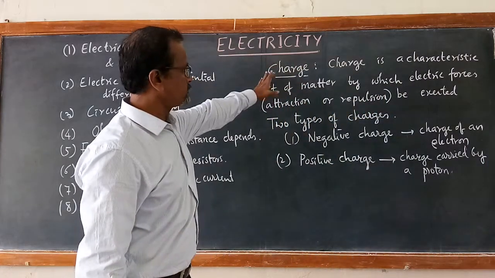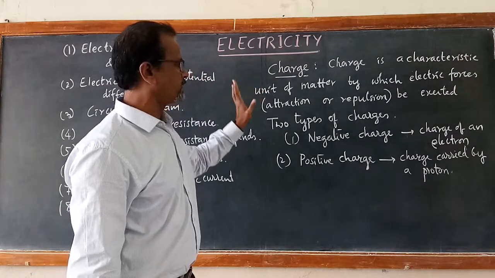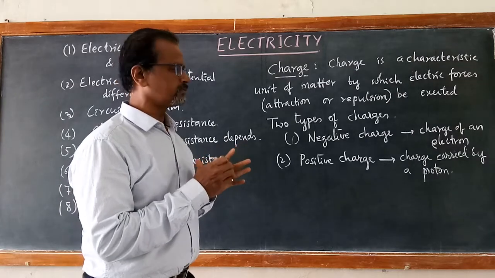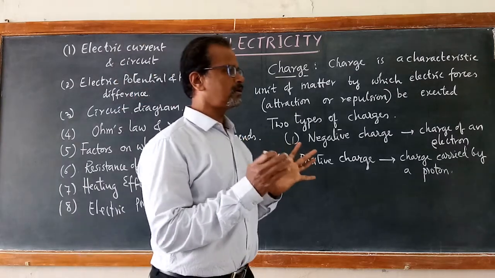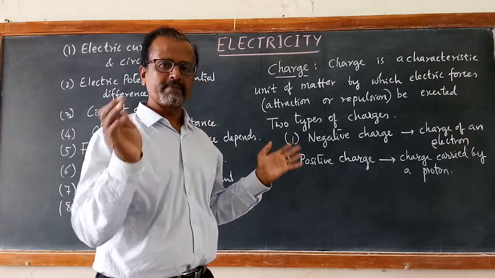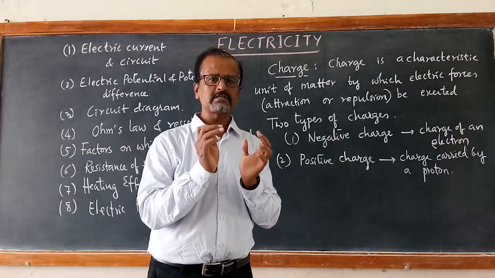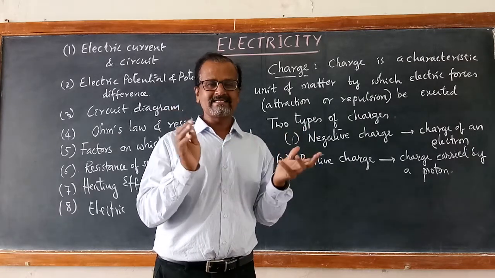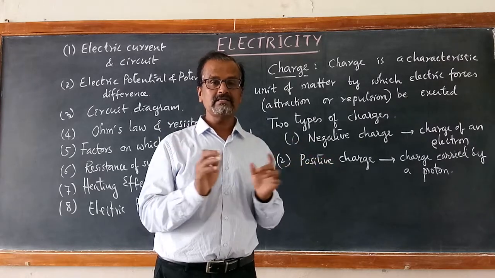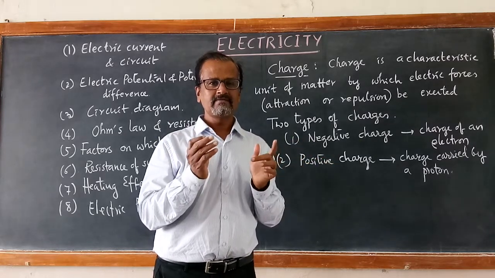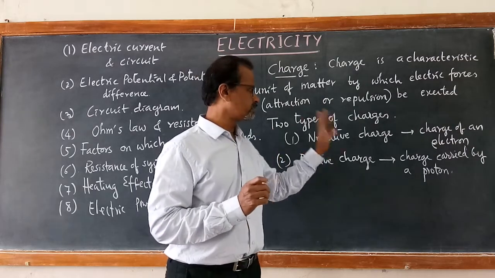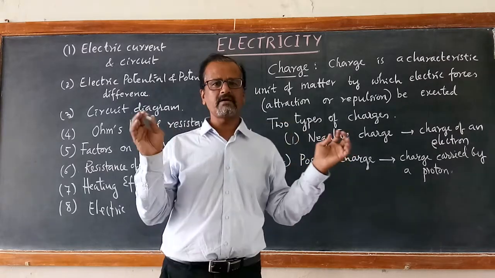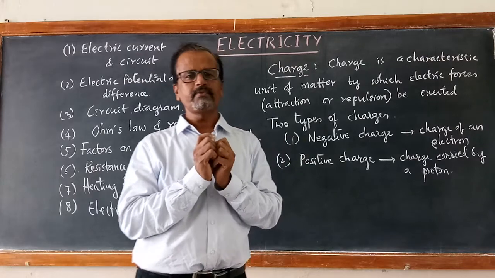So charge is a characteristic unit of matter by which electric forces will be exerted between matter. Because of these electric forces, if positive charges are brought close to each other, there will be a force of repulsion. If positive and negative charged bodies are brought close to each other, there will be a force of attraction. So like charges repel each other, unlike charges attract each other. Like means the same kind of charges: if negative charges are brought close to each other, there will be a force of repulsion. Positive charges, if brought close to each other, there will also be a force of repulsion.